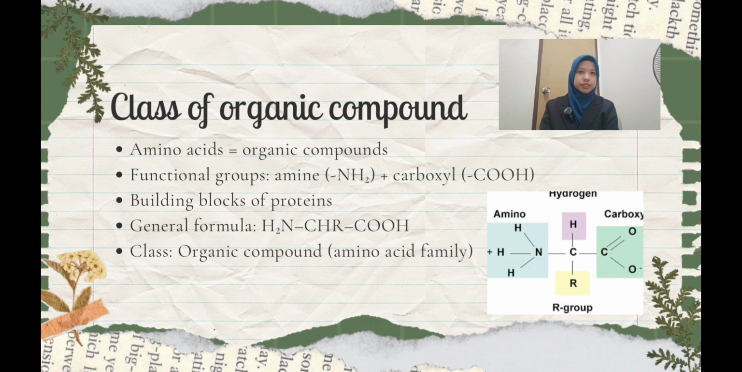So, in organic chemistry, compounds are classified based on their functional group. For example, alkenes are compounds with a carbon-carbon double bond, while alkyl halides contain a halogen atom attached to the carbon chain. So, amino acid which we selected is an organic compound that contains both an amine group and also the carboxyl group. So, this dual functionality places them in the amino acid family, making them unique building blocks of protein.